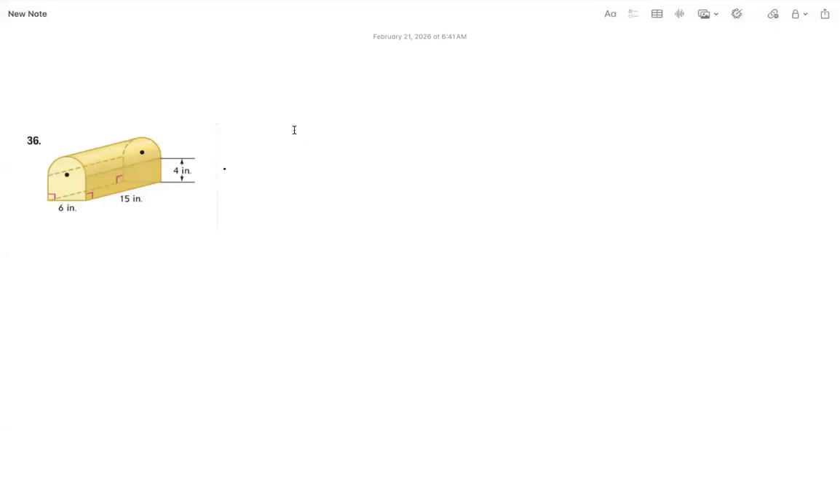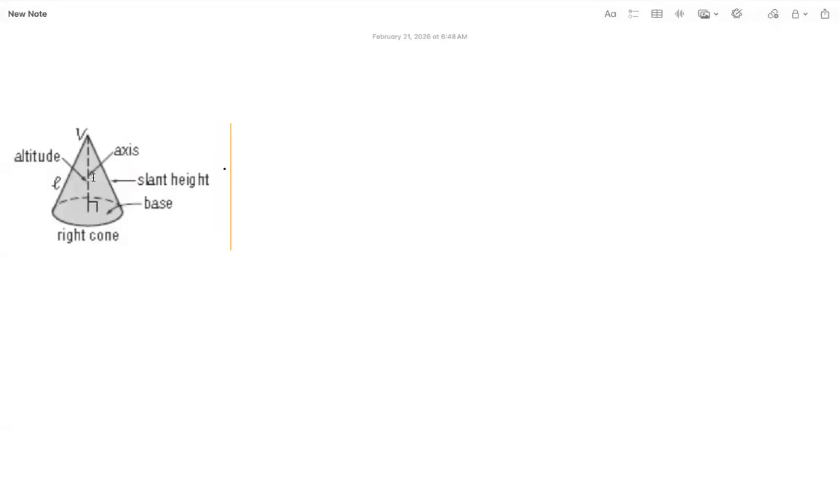Circles is one big topic, and I have not covered it. After 3D solids, I'll be moving on to circles and probability. Okay, let's see. Circles and probability is there. Okay, we'll see.